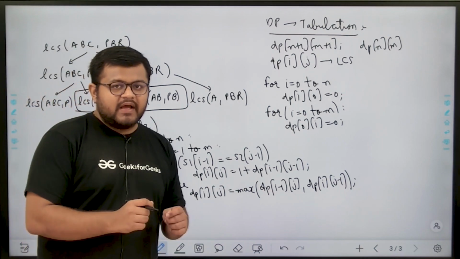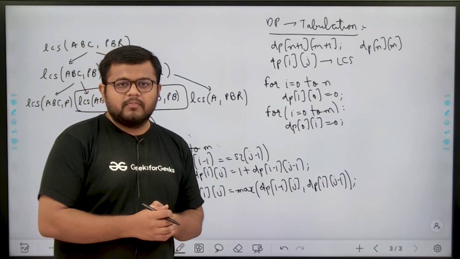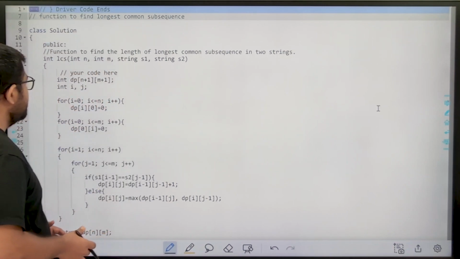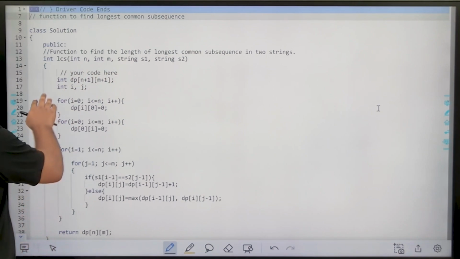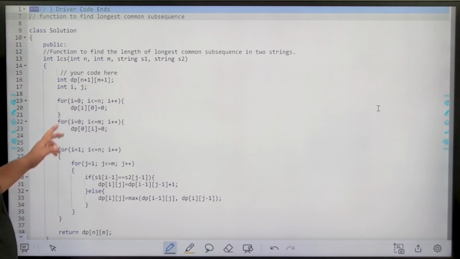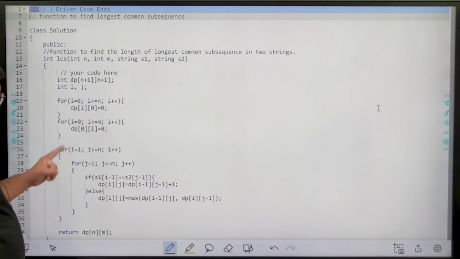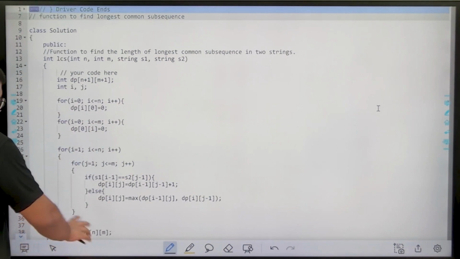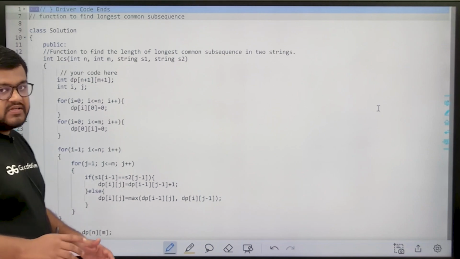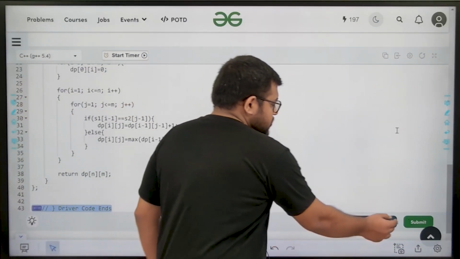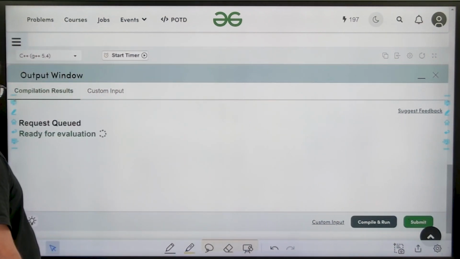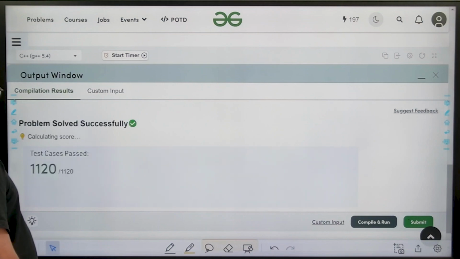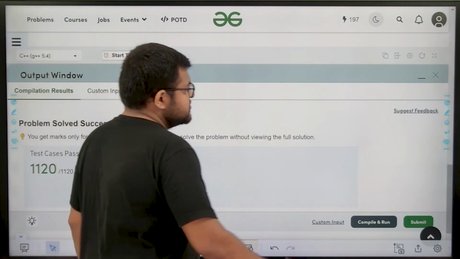Now let's look at the actual implementation and then submit the code. So here is the actual implementation. In the input we have n, m, string s1 and s2. I have taken dp of n plus 1, m plus 1, initialized the base cases to 0, and this is the code as we discussed just before, and at the end we will return dp of n m. Now let us submit the code. So we have solved this question successfully.